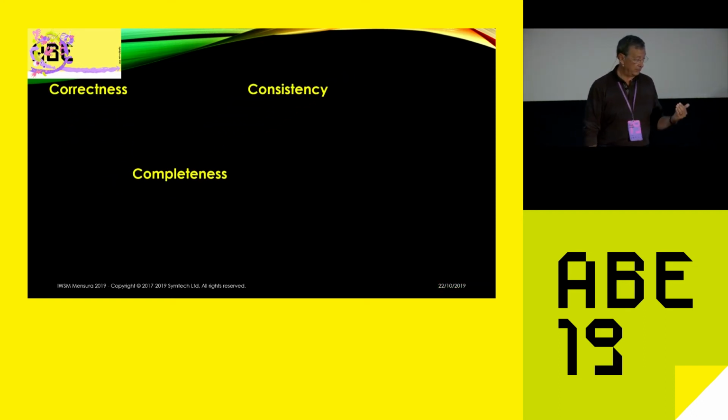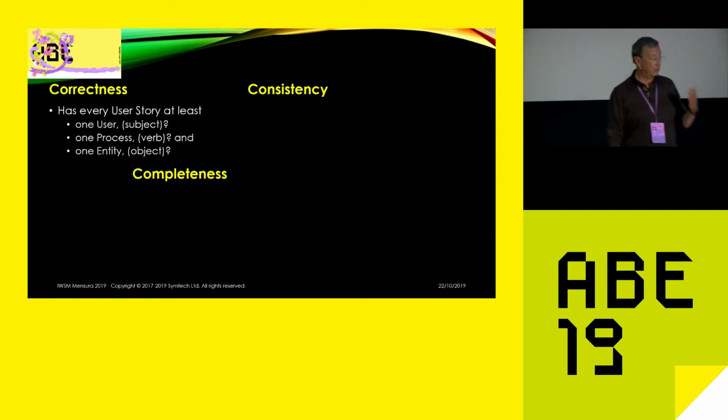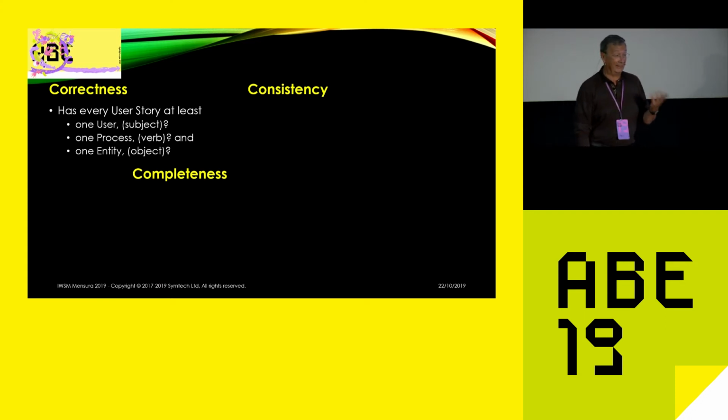For correctness, we're going to say, well, has every user story at least one user, one process, one entity, a subject, a verb, and an object? Believe me, I've seen user stories without any verbs in them. It seems amazing, but it happens. So that's how we're going to look for correctness.